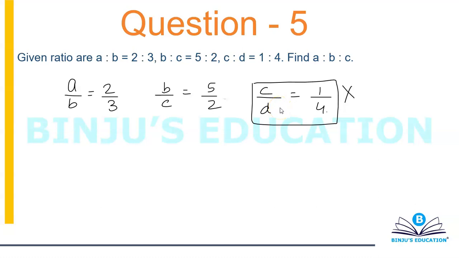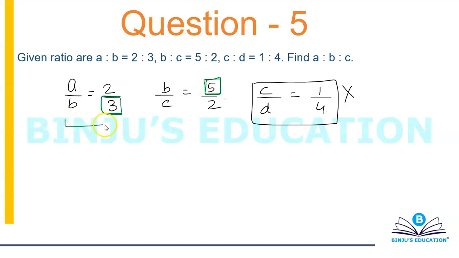Now the problem here is that I can't directly compare them, for the very fact that b here is 3 and b here is 5. So I can't directly say okay, a is to b is to c is 2 is to 3 is to 2 or 2 is to 5 is to 2. That would be incorrect. Let's first understand the meaning of these.